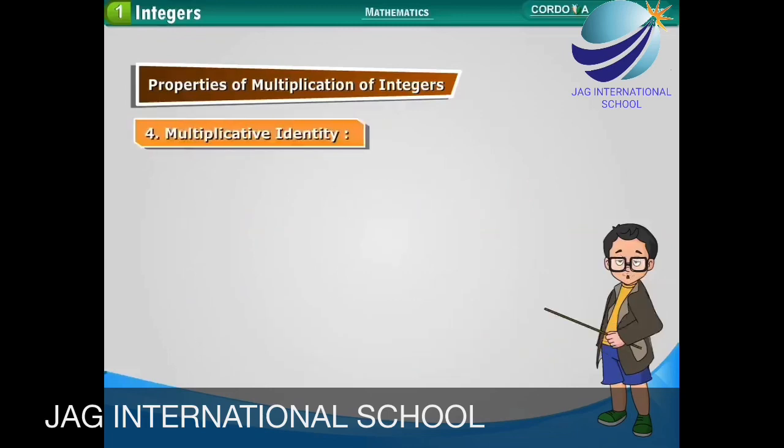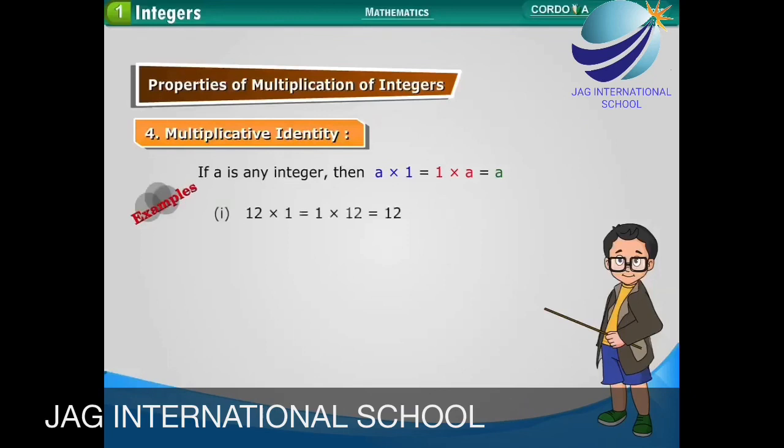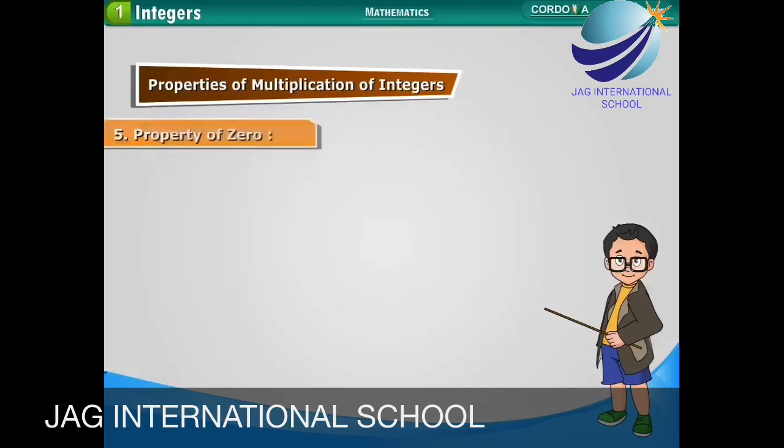Multiplicative identity. If A is any integer, then A into 1 is equal to 1 into A, which is equal to A. Examples: 12 into 1 is equal to 1 into 12, which is equal to 12. Negative 5 into 1 is equal to 1 into negative 5, which is equal to negative 5. 1 is called the multiplicative identity.